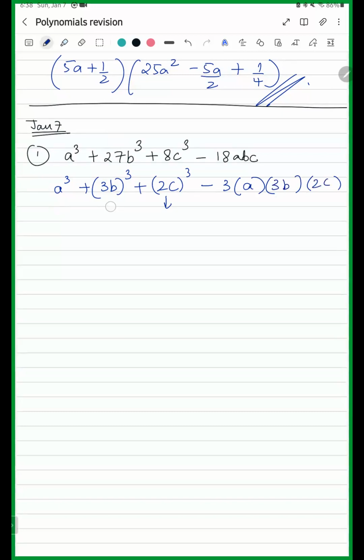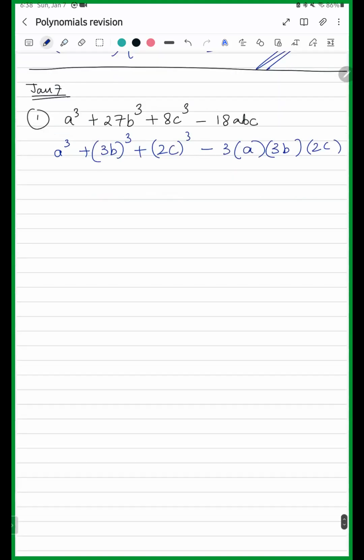And let's just check whether it is actually giving us this thing or not. So 3 into 3 is 9, into 2 is 18. Okay, fine. So this is of which form? Let's write it over here: x cube plus y cube plus z cube minus 3xyz.